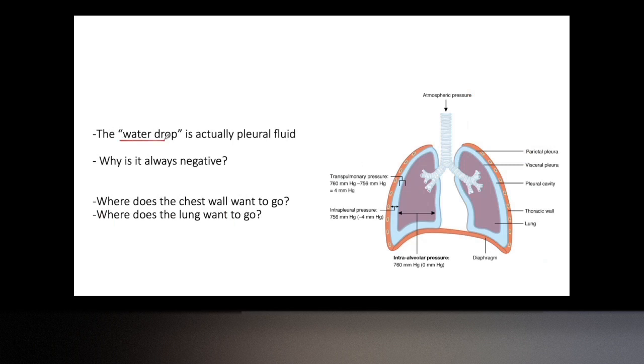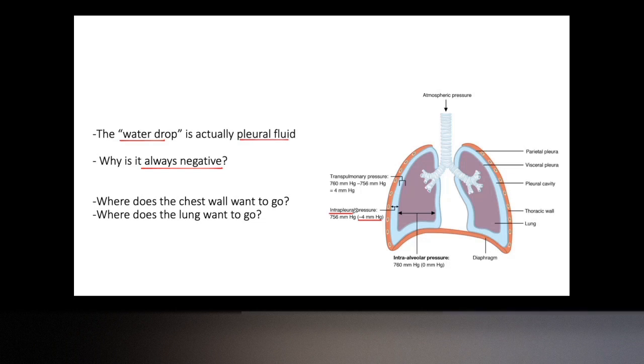So the water drop in this example is actually the pleural fluid, and it's always negative. If you see, it's -4. Why is the intrapleural pressure always negative? You know why it's always negative? Why is it not 0, for example? Why is it not positive? Why is it always negative?